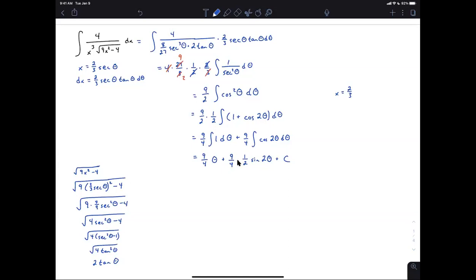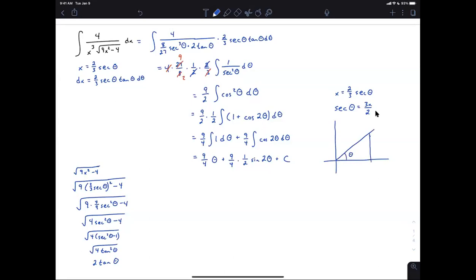Yeah, no problem. And now we're going to go back to x. So we go back to this original substitution. So x was 2/3 secant theta. And again, we solve that for the trig function. So we say, okay, secant theta is 3x over 2. And now we're going to draw a triangle in the first quadrant based on that. And so, okay, we put theta here.